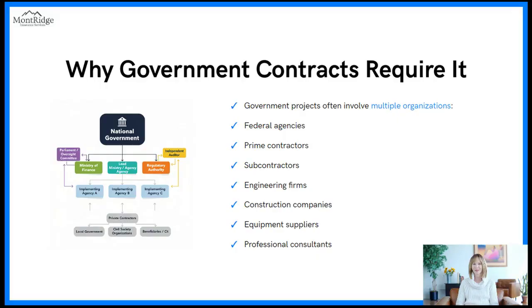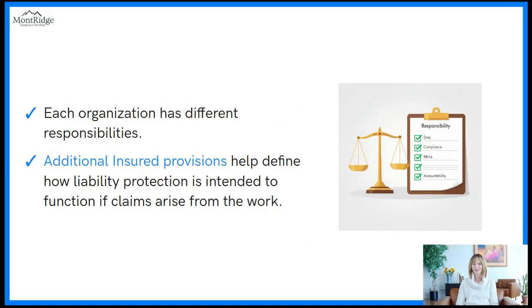Why government contracts require it. Government projects often involve multiple organizations: federal agencies, prime contractors, subcontractors, engineering firms, construction companies, equipment suppliers, professional consultants. Each organization has different responsibilities. Additional insured provisions help define how liability protection is intended to function if claims arise from the work.